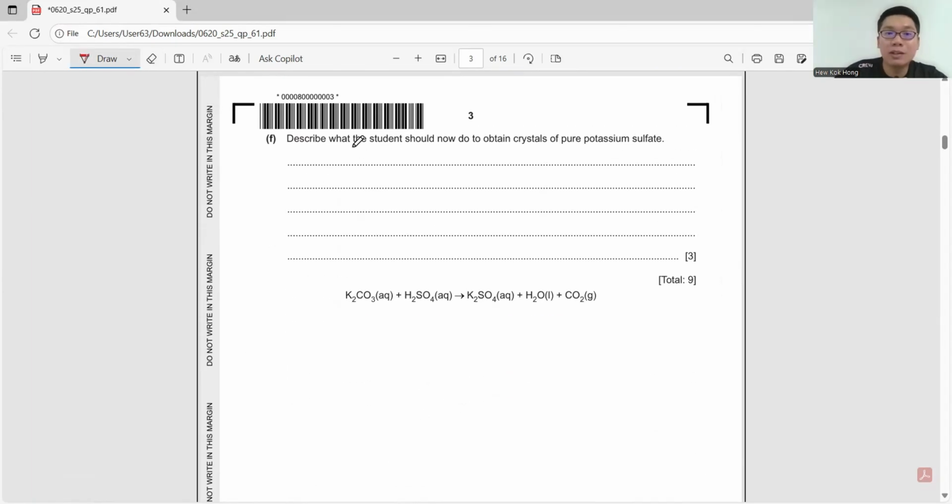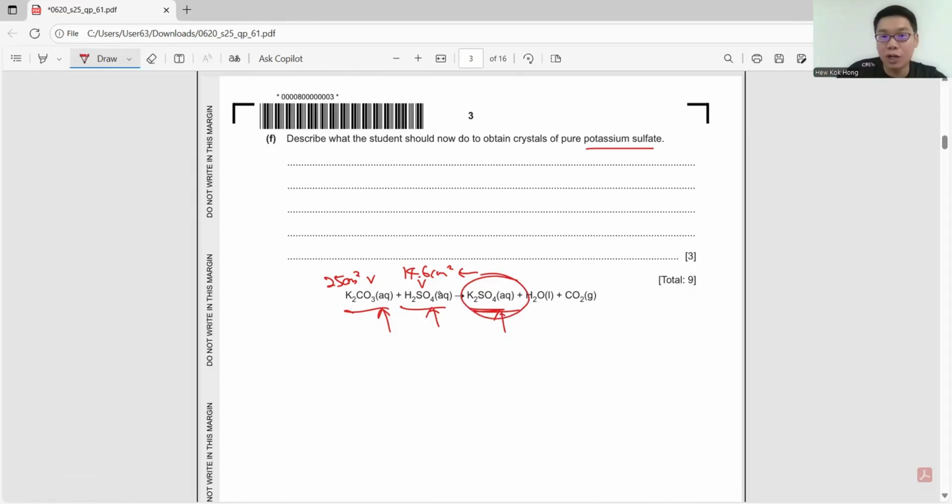F, describe what the student should now do to obtain crystals of pure potassium sulfate. This actually involves the preparation of a soluble salt technique. So here it is aqueous to aqueous to aqueous, so we cannot do any filtration. We need to make sure of the volume of this and the volume of this. From the front, we already know we have 25 cm cube of potassium carbonate and 14.6 cm cube of sulfuric acid. So that's why we add these volumes of solution without indicator.